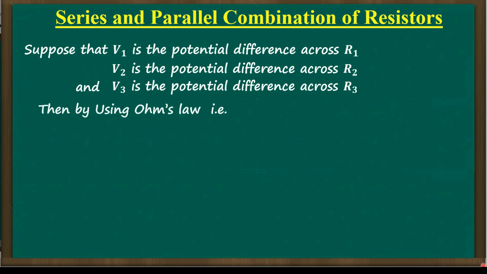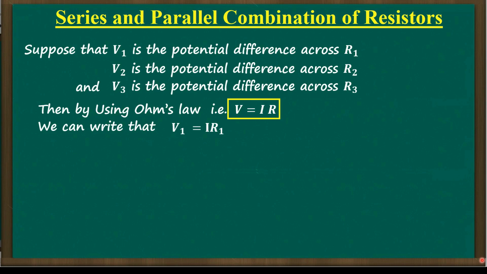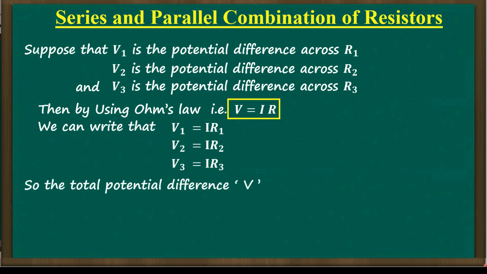Then by using Ohm's law, that is V equals IR, we can write that potential difference V1 is equal to current multiplied by resistance R1. V2 is equal to the current multiplied by resistance R2. And V3 is equal to the current multiplied by the resistance R3. So the total potential difference V will be equal to V1 plus V2 plus V3, or V is equal to IR1 plus IR2 plus IR3.